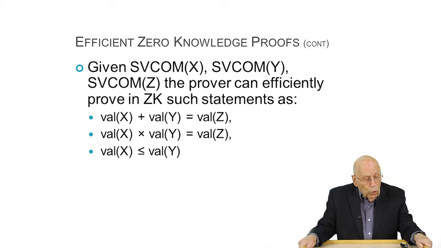If a prover has split values and has posted split value commitments to X, split value commitment to Y, and split value commitment to Z, and these are posted for a verifier, the prover can efficiently, very efficiently, prove in absolute zero knowledge such statements that the value of X plus the value of Y is equal to the value of Z, or in another case, that the value of X times the value of Y equals the value of Z, or in yet another case, that the value of X is smaller than the value of Y.